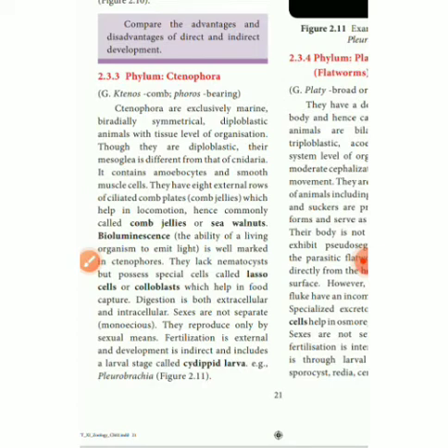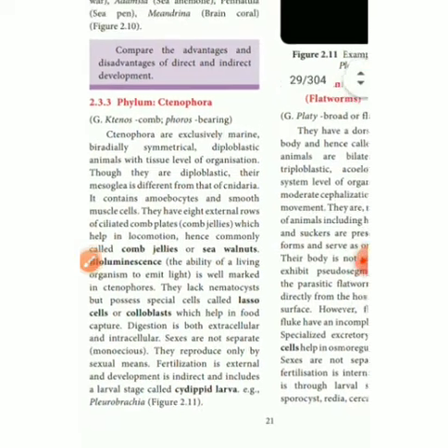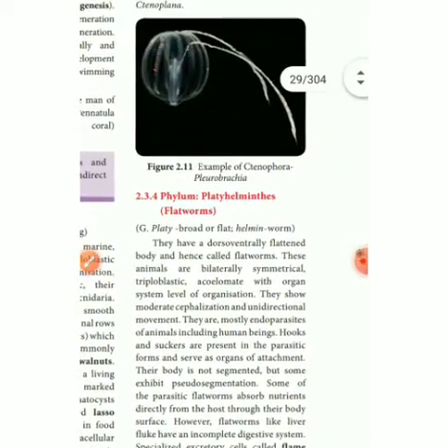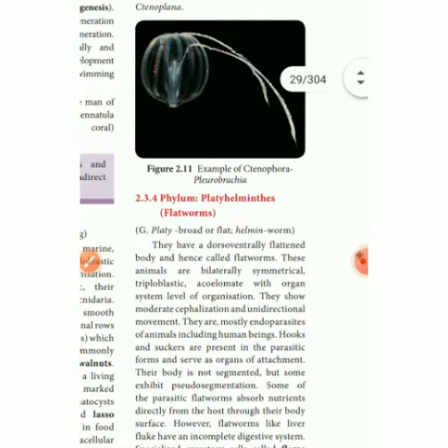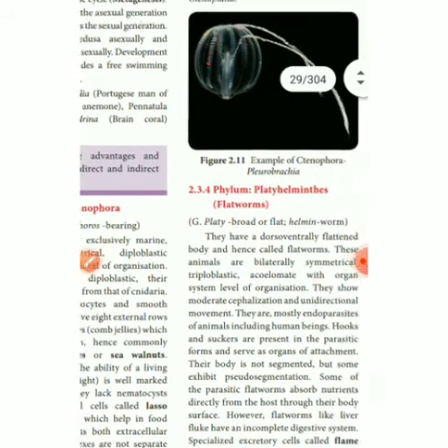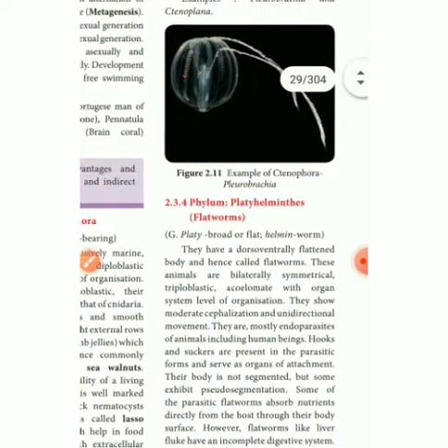Sexes are not separate. They reproduce only sexually, with external fertilization, and development is indirect including a larval stage. For example, you see here Pleurobrachia and Ctenoplana are the examples of Ctenophora. So next we go to phylum Annelida.